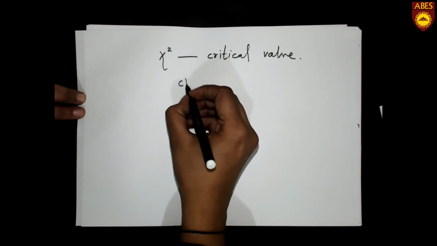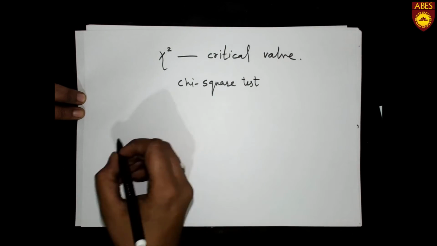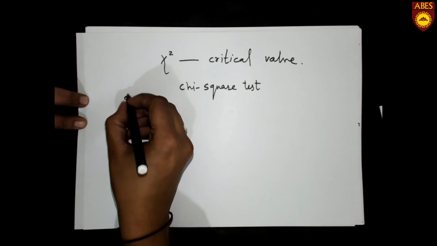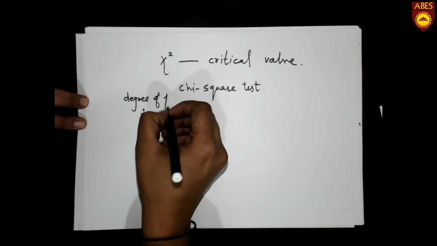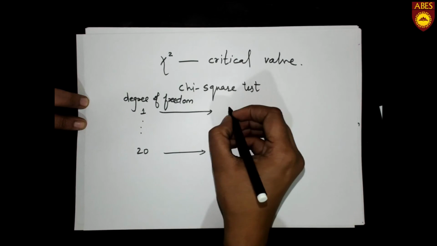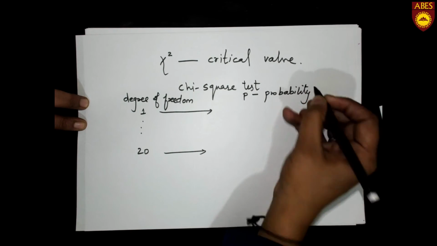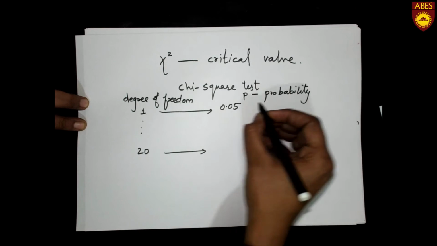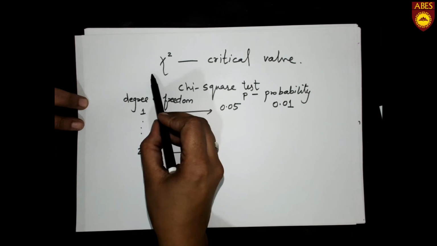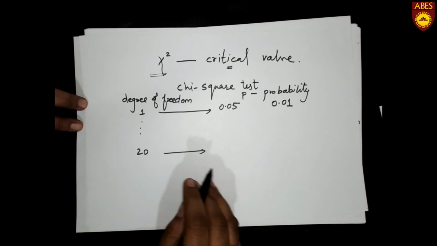Actually, we have one chi-square table which is already designed by our statisticians. They have the value from 1 to 20, and this comes under what we call degree of freedom. But what is its corresponding value? Here we define the probability p-value, and for the probability value, I am considering two columns: one is 0.05 and one is 0.01. Now you know how I am finding my chi-square value, but I am exactly comparing it with my critical value.